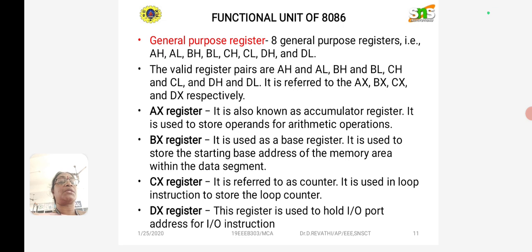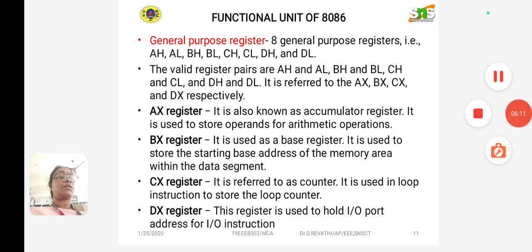Next is the BX register. It is used as a base register, to store the starting base address of the memory area within the data segment. The CX register is referred to as the counter. It is used in loop instructions to store the loop counter. And the DX register is used to hold the input-output address for the IO instructions.